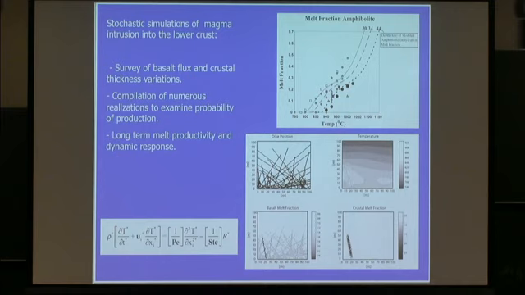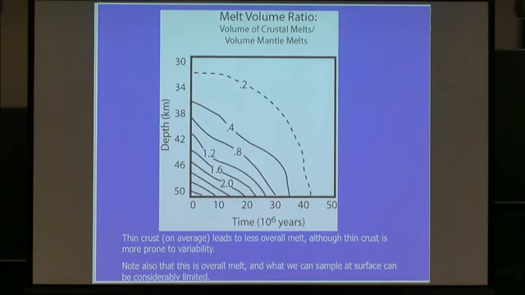If you look at this, this is just a stochastic intrusion of basalt into the crust. If you look at this problem, you can play around with flux, and you can play around with the initial geotherm, time of intrusion, and so on. And this is a summary plot for one set of conditions showing time on this axis and depth of the crust. What I'm plotting here is volume of crustal melts versus volume of mantle melts. So how much melt do I have sitting around of each reservoir through time?